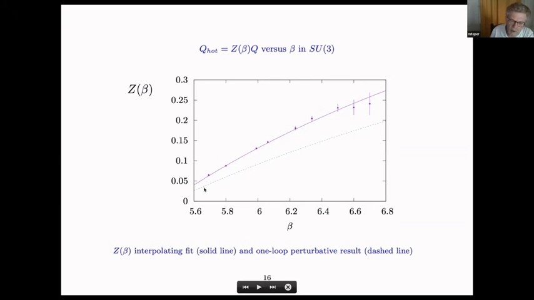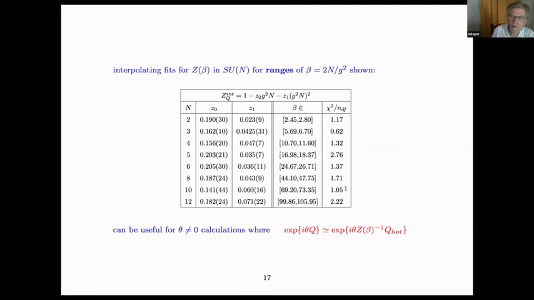So instead, in order to provide something useful for other people, we interpolate this with some function, which is quadratic in g squared N, the 't Hooft coupling. And we provide the interpolating formula that people might wish to use. So here is an interpolating formula of this form for various SU(N) gauge theories with the range of beta in which we do the interpolation and the values of these coefficients. Now, this is useful. What is it useful for?